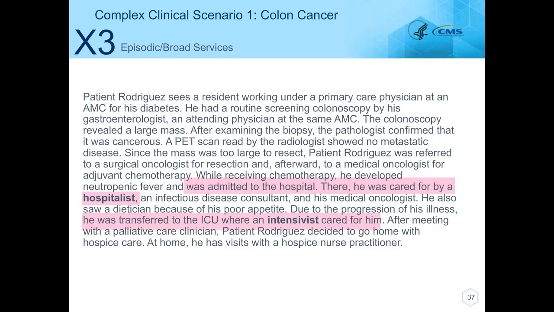We've got X3 clinicians who provide the episodic broad services. So when patient Rodriguez was admitted to the hospital, he was cared for by a hospitalist who was handling the acute nature in an episodic type of fashion, but also handling many things broadly for the patient care. This would also occur with the intensivist who's taking care of the patient when he was transferred to the ICU. Next slide, please.